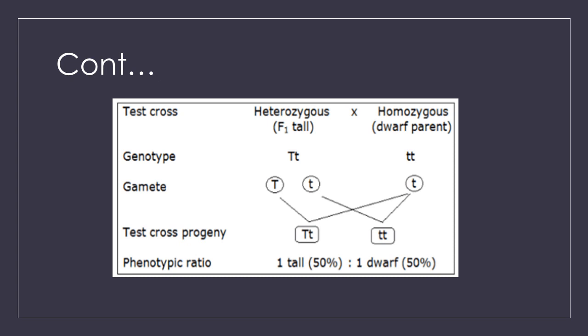And what is the phenotypic ratio that we are getting as the product? That is 50-50%, that is one tall to one dwarf. So the one tall will be heterozygous and the dwarf will be homozygous.